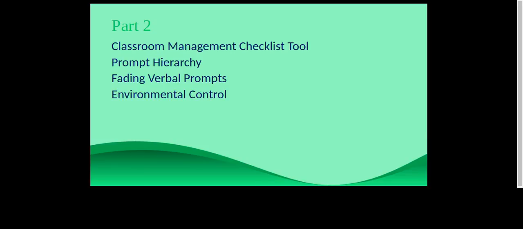Moving on to Part 2. During Part 2, we are going to be discussing the classroom management checklist tool, the prompting hierarchy, fading verbal prompts, and environmental control. Within this PowerPoint, you will see that we have a teacher self-evaluation checklist.